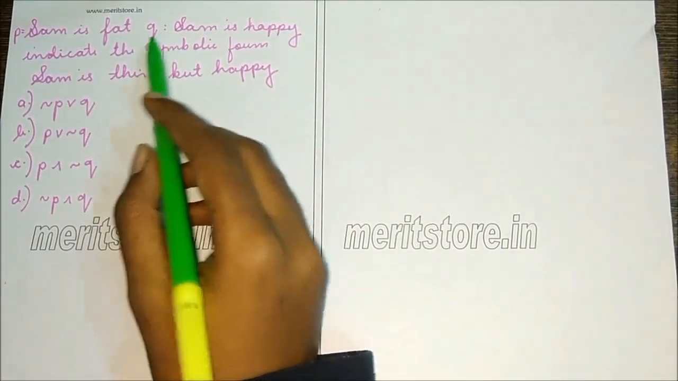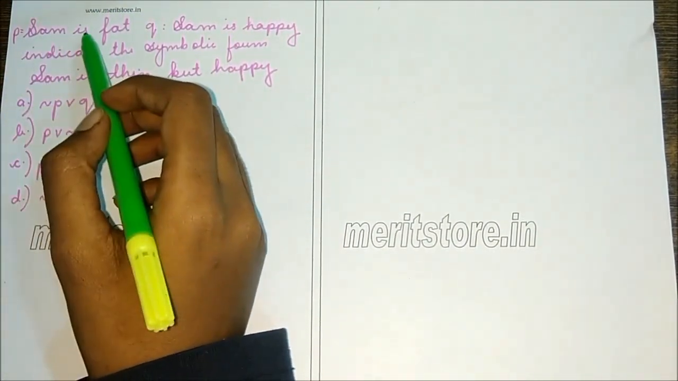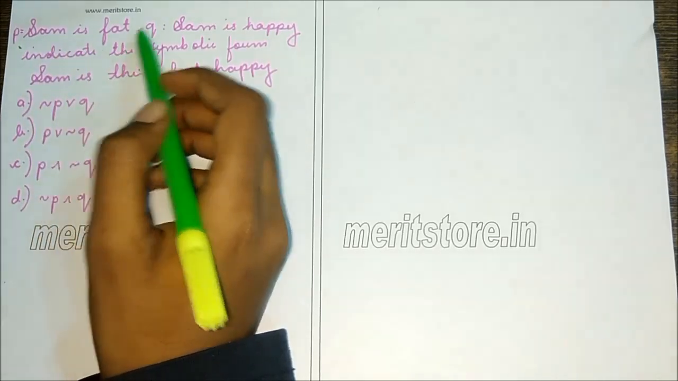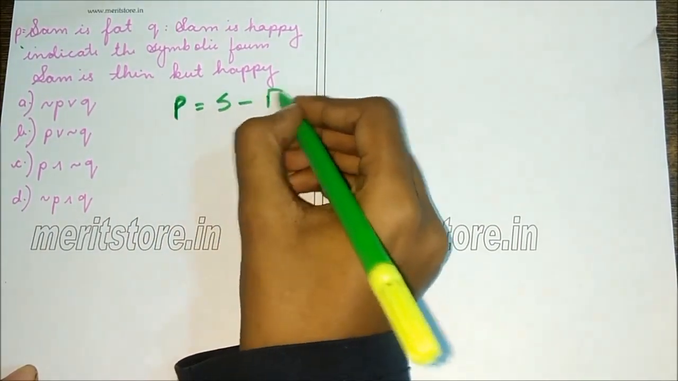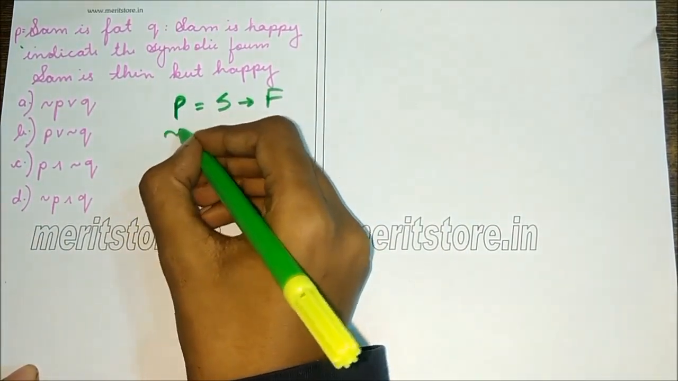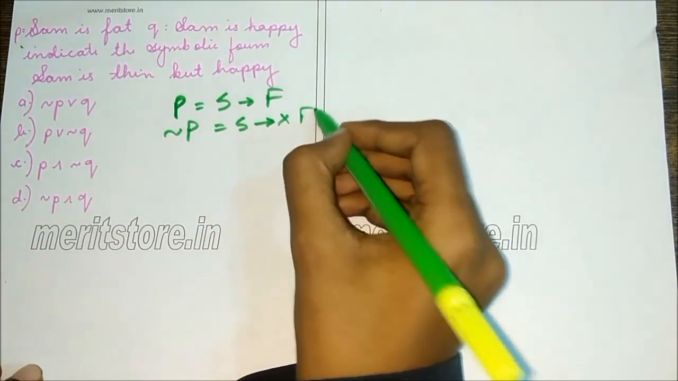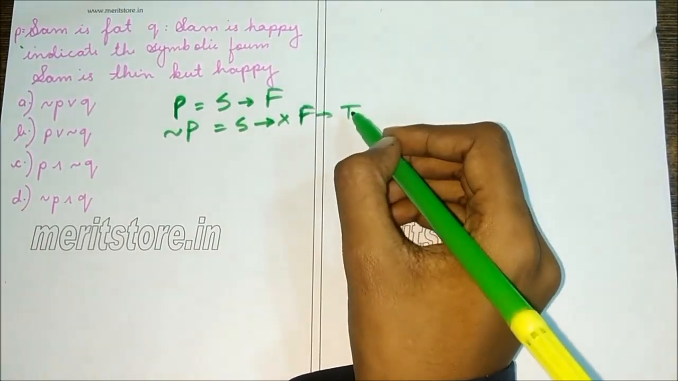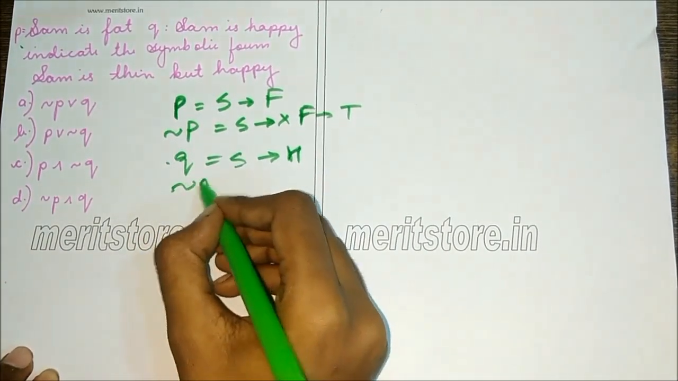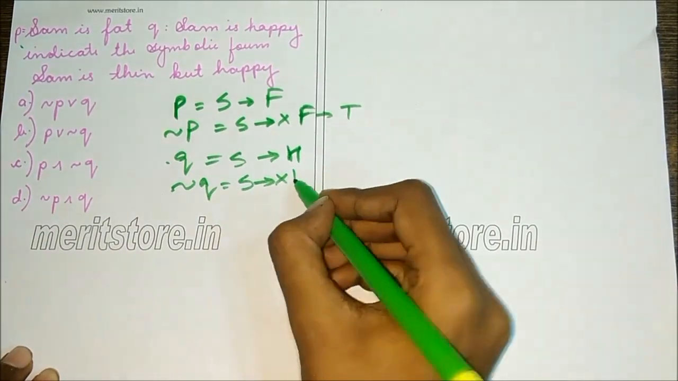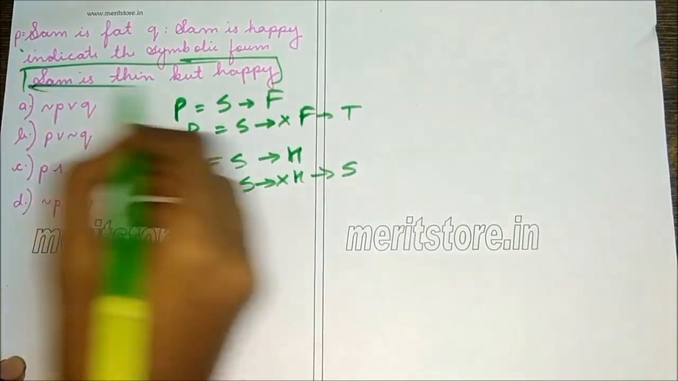Now we'll see another comprehensive set of statements. This is similar to the previous set. The statements which we'll be using are P is Sam is fat, Q is Sam is happy. So let P be Sam is fat. Negation of P is Sam is not fat, which is equivalent to Sam is thin. Q is Sam is happy. So negation of Q is Sam is not happy or Sam is sad. So we have to convert these statements into symbolic form.